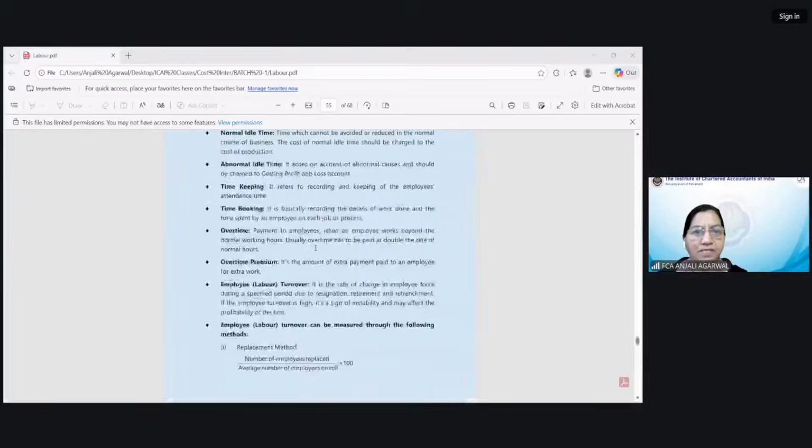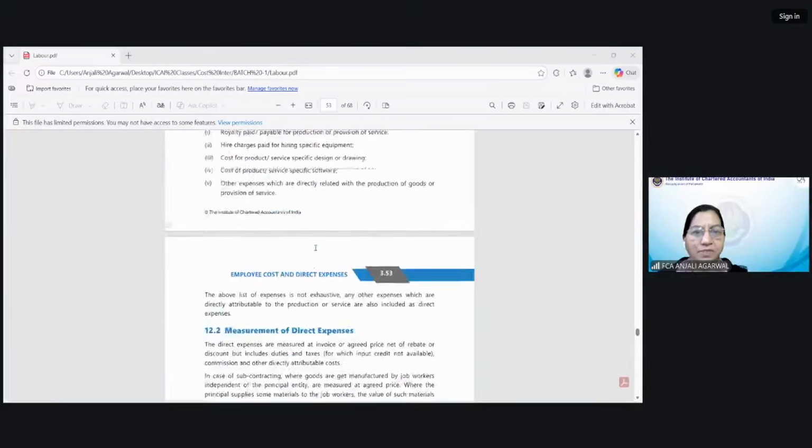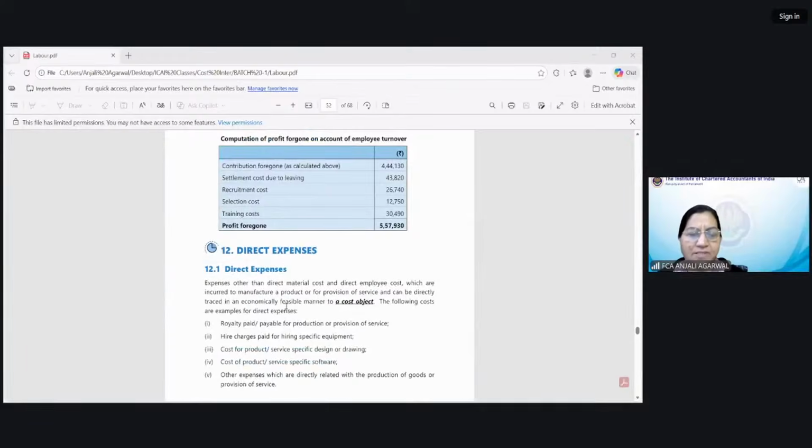Before MCQs, I'll just take you a little bit towards direct expenses. What are direct expenses? Any expense which is not a material cost or a direct employee cost, but which is important in the manufacturing of the product, not an overhead, but a direct cost, directly traced in a proper manner to a cost object.